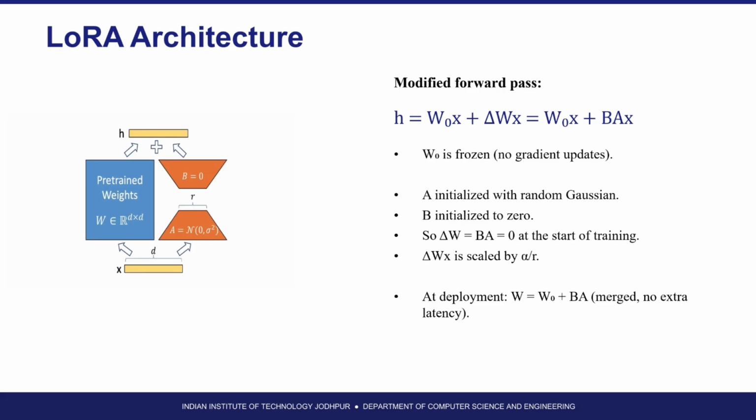The output Del Wx is scaled by a factor alpha by R, where alpha is a hyperparameter. And here is the best part. At deployment time, you simply compute W is equal to W0 plus BA and merge it into a single matrix. There is zero additional inference latency. The model looks exactly like a regular transformer.